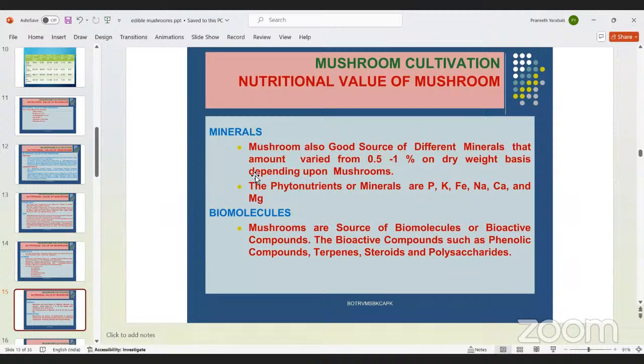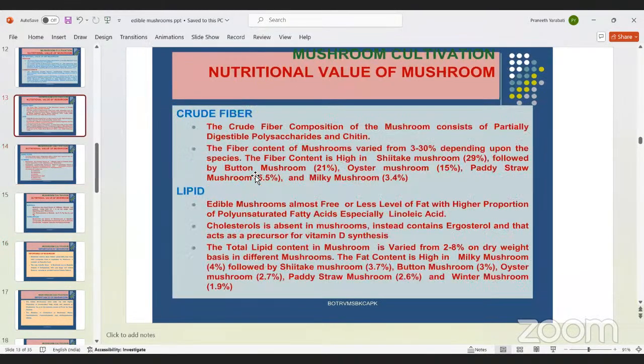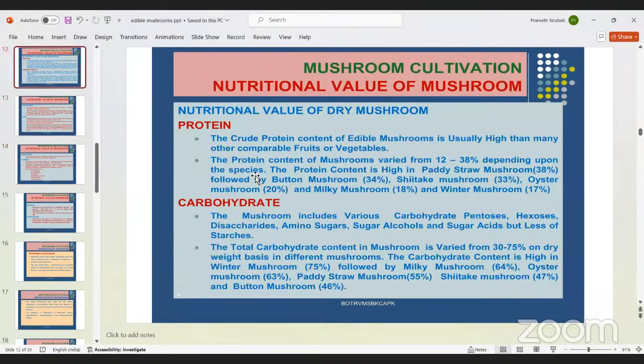Mushrooms are also a source of biomolecules or bioactive compounds, such as phenolic acid compounds, phenolic compounds, terpenes, steroids, and polysaccharides. So mushrooms contain, nutritionally, proteins.